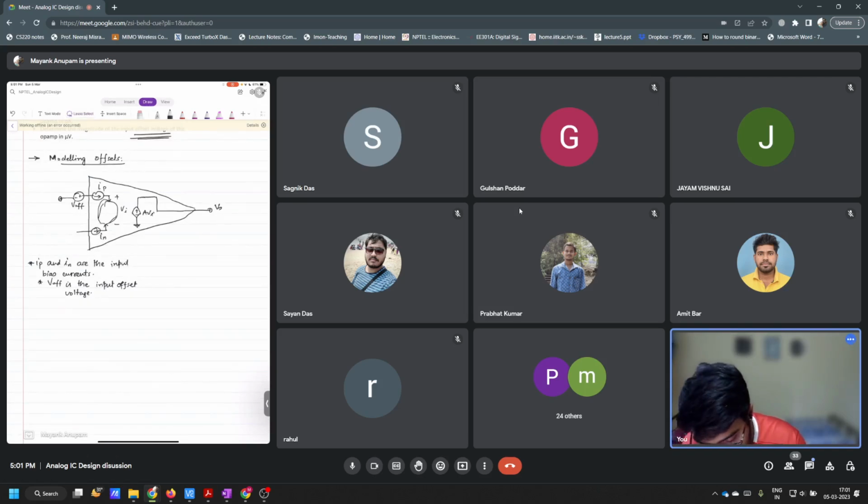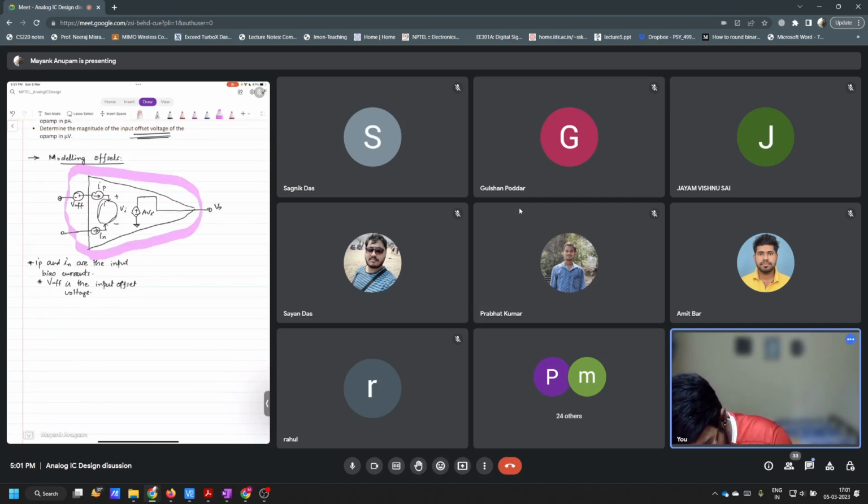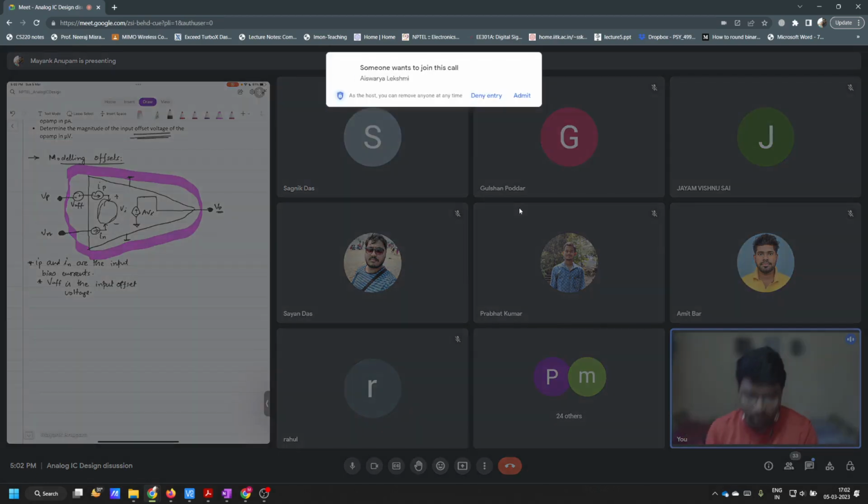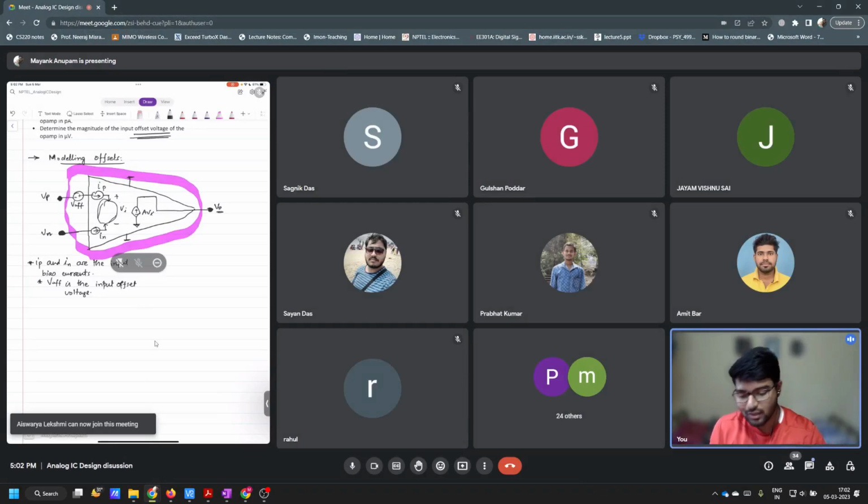Now this whole thing, everything inside this box here, is not accessible to you. You cannot do anything about it, it is just inside. What is accessible to you are these terminals here. This is one terminal, this is another, and this is another. This is VP, this is VN, and this is your V out. Only these three terminals are accessible to you. You also have some power supply here, but let's forget about that.